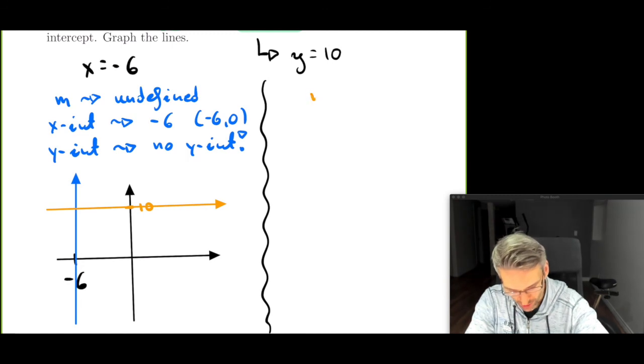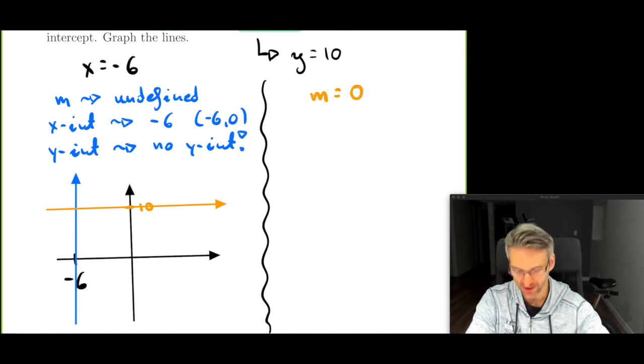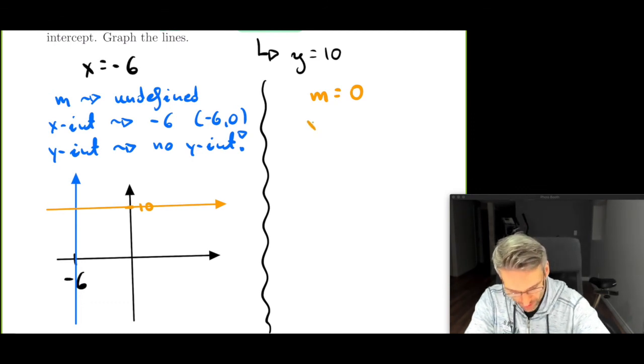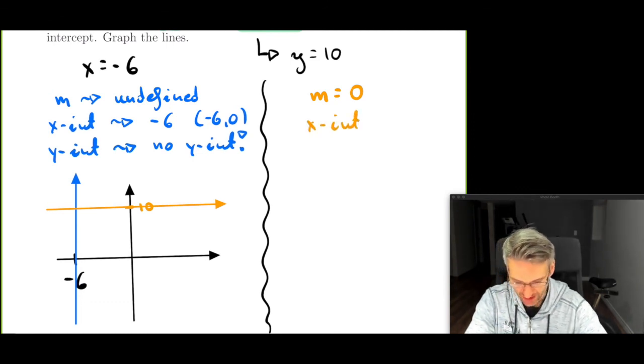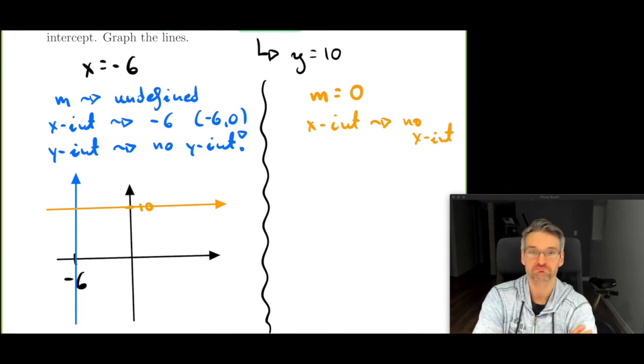So now what do we know about flat lines? That the slope is 0. So that's what we know there. Okay, what do we know about the x-intercept? Well, in this case, there is no x-intercept, because it is parallel to the x-axis.